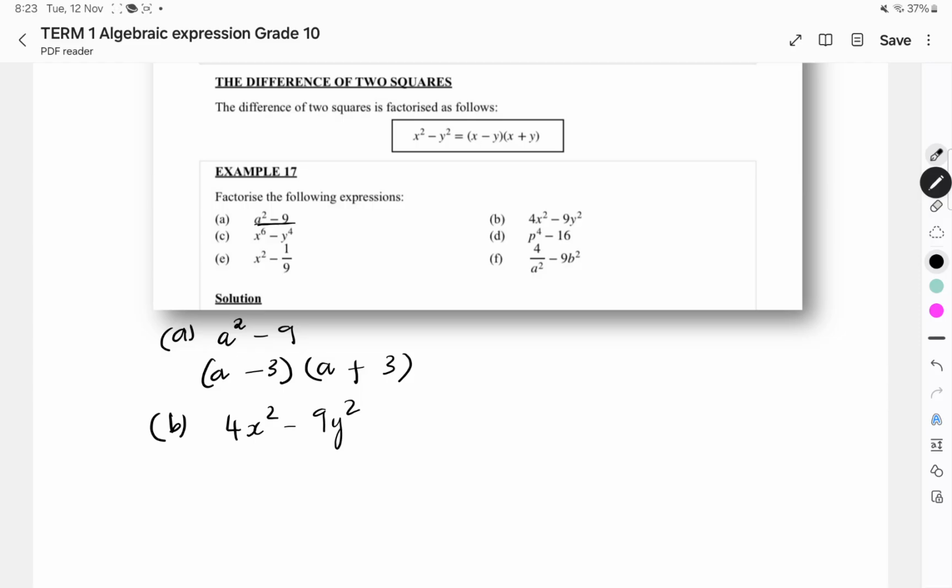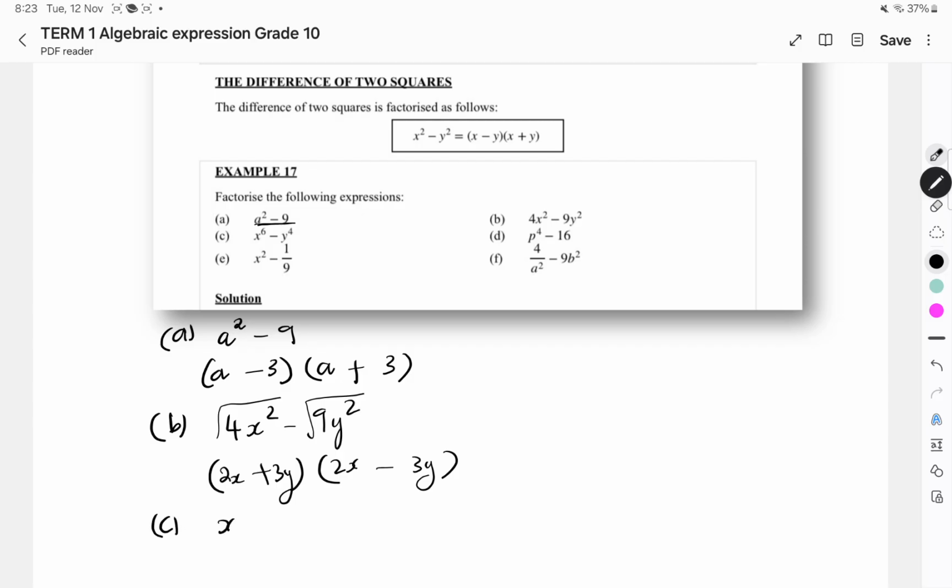You firstly check, do you have a common factor here? No, I don't have anything common. It's two numbers with a minus. Then it is difference of two squares. So I do my brackets. The square root of this is 2x. And then the square root of this is 3y. Plus, minus, or minus, plus.